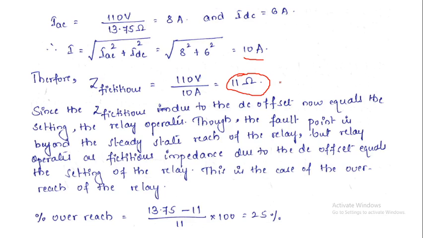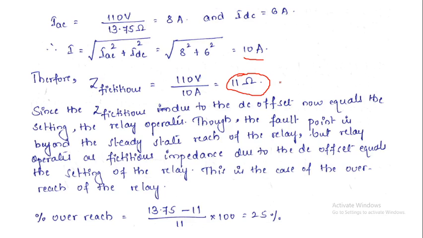So here, though we are increasing the fault location, the distance between the relay and the fault point, because of the presence of the DC offset current, the relay is seeing an impedance less than the actual impedance. Actual impedance was 13.75, but the relay is experiencing that impedance as 11 ohm itself. So since the Z fictitious due to the DC offset now equals the setting, which is 11, the relay operates. Though the fault point is beyond the steady state reach of the relay, the relay operates as the fictitious impedance due to the DC offset equals the setting of the relay.